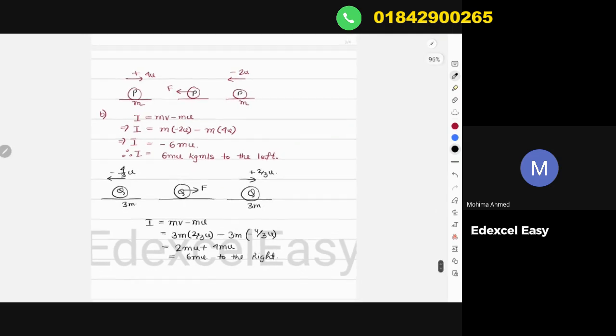Yes, Asif, you can ask now. As we consider the left side as negative, so here it should be minus m into minus 2u. We consider the left to be negative, right? Yes. Are you talking about particle Q?